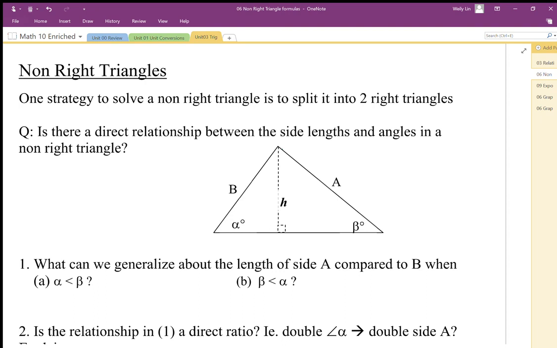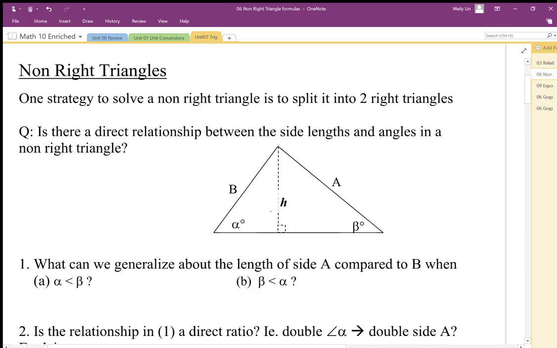We're going to take a closer look at these non-right triangles and hopefully see if we can find some relationship and come up with some easier way to solve them. The relationship that we're going to come up with is something called the Sine Law. When we solve non-right triangles, we're going to split them into two right triangles using this height here, or the altitude, as we sometimes call it.